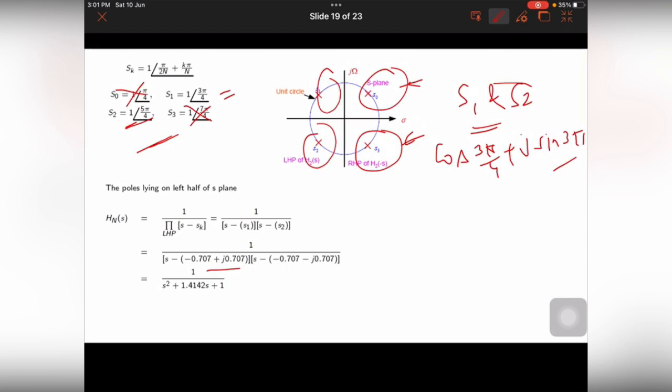Whereas your S2 is in the third quadrant, where both are negative. You write those values, you will get the poles. Once you get this, simplify the poles, you will get S square plus 1.414 S plus 1, or it can also be written as H2 of S is equal to 1 divided by S square plus root 2 S plus 1. This is also the transfer function for n is equal to 2. Once you get this, we go to the next slide.